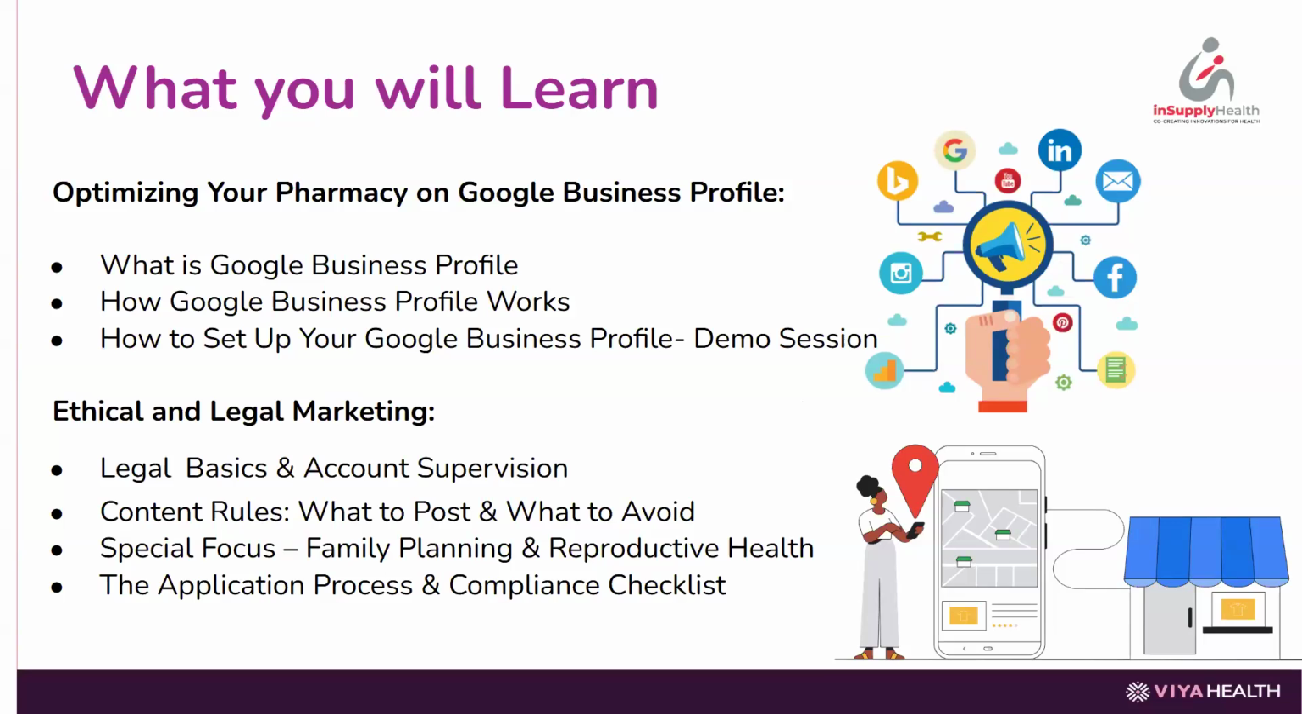So just understanding how legal basics and account supervision look like, and what guidelines are there that provide for this, content rules, what you should post and what to avoid, with special focus on family planning and reproductive health. What is the guidance on how to do that marketing? How do you reach out to the public without necessarily infringing on the guidelines that have been provided by the regulator? The application process and compliance checklist that you need to also adhere to, even as you do ethical and legal marketing.